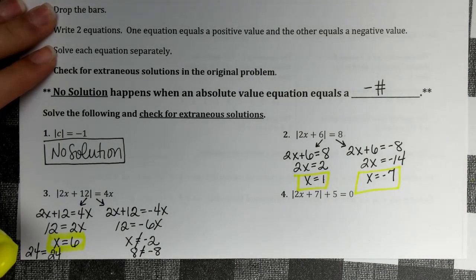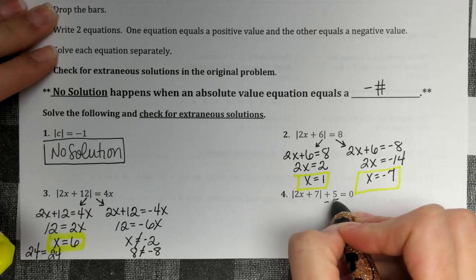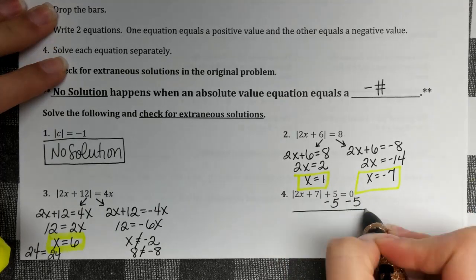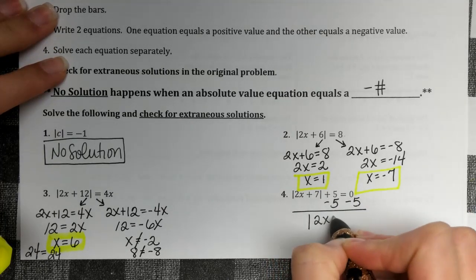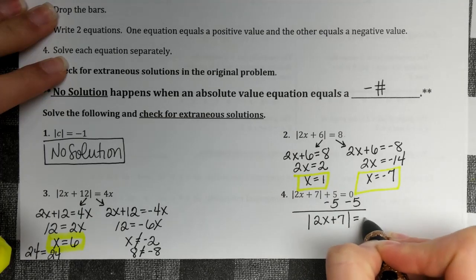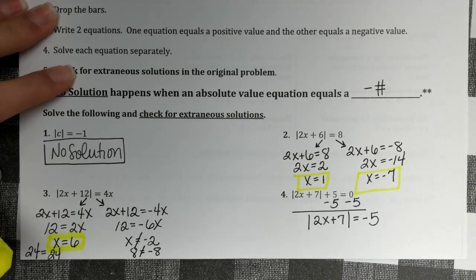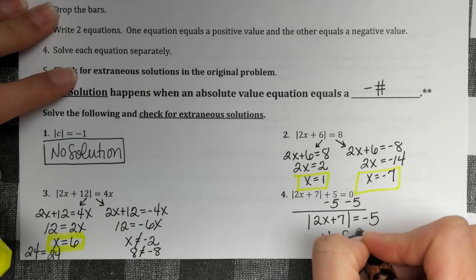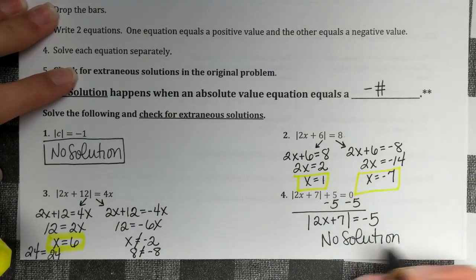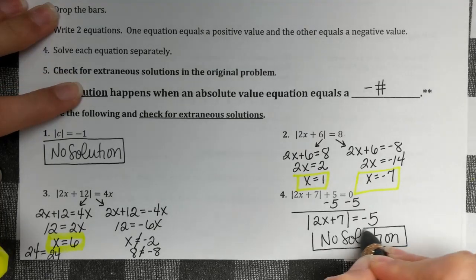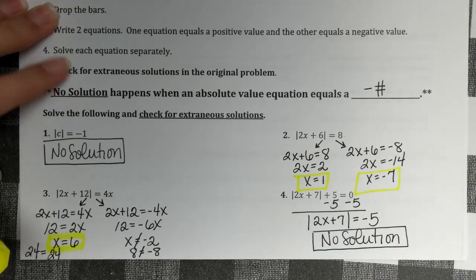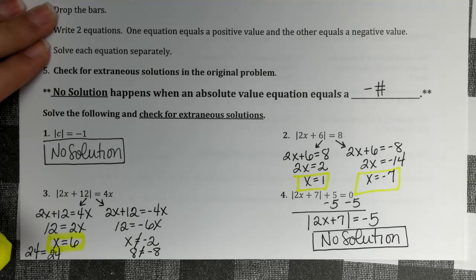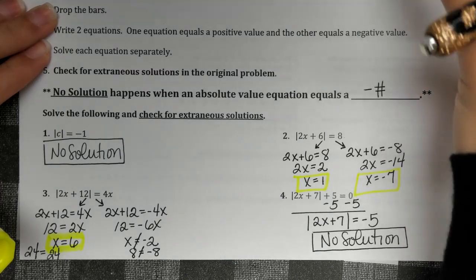So for example 4, what do I do first? I need to subtract my 5. So the absolute value of 2x plus 7 is equal to negative 5. No solution. We good with that?